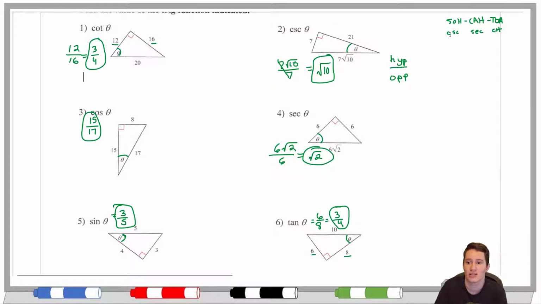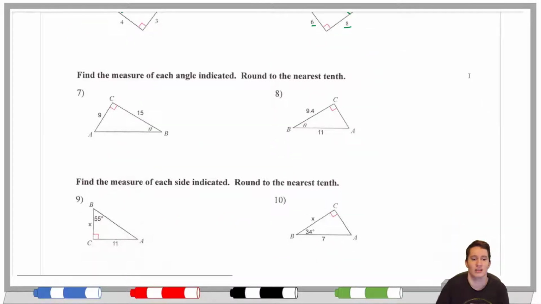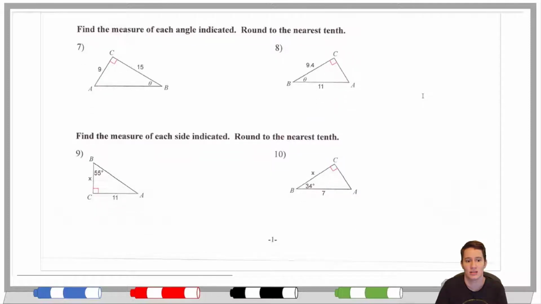You do have to do a little bit of memorizing to make sure you understand how that works, but not too bad. Let's look here at 7 and 8. Say find the measure of each angle indicated, round to the nearest tenth. And we are going to find these in degrees because that's all we know how to do at this point in what we're doing. We look at the sides they give us. We could find the third side using the Pythagorean Theorem, but you could mess that up. So I would say just use the sides they give us.